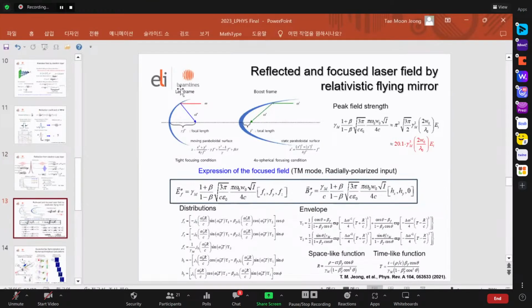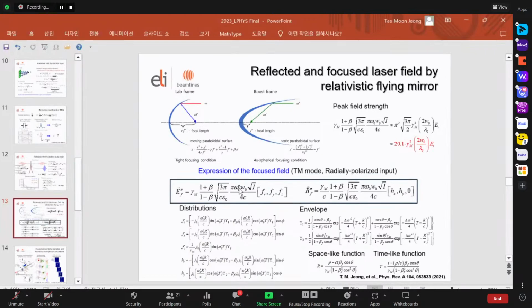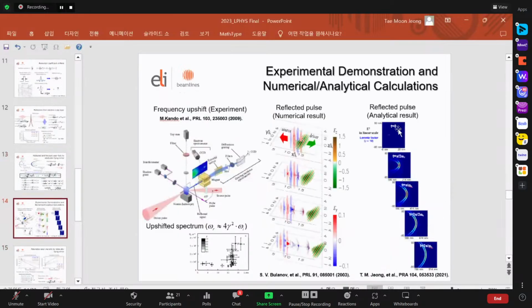So this is the flying mirror in the laboratory frame, but if we transform into the boosted frame, the focal length gets pretty much short. In this case, we can apply the spherical focusing scheme, and this is the expression for the electric and magnetic field for the radially polarized case. Because the radial polarization has the analytical solution, we use this radial polarization, and this is the field strength we can obtain.